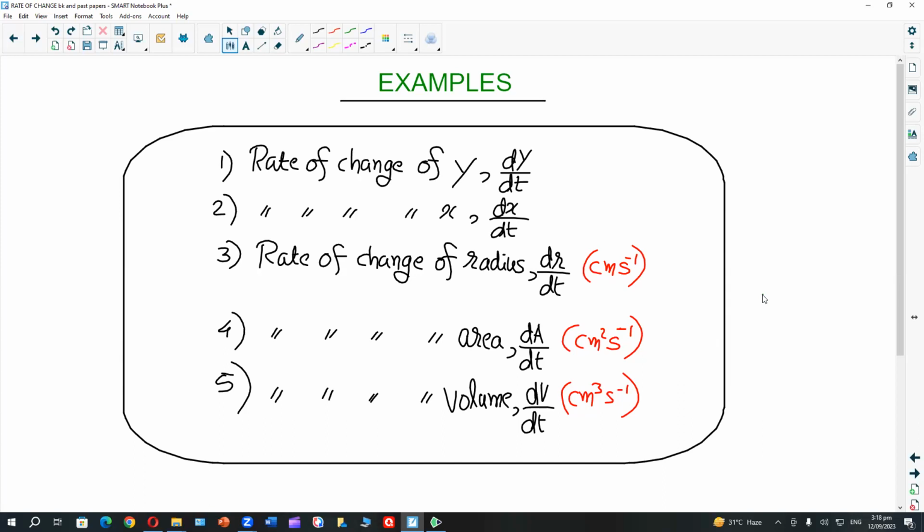Have you done physics before, or are you doing accounts, commerce? No, I have done physics before. Okay, that's good. So you can easily identify the units: centimeter square, centimeter cube, centimeter per second. These physics units will help you identify whether it is the area, the volume, whatever it is. So you have to know. Now you have to copy this screen.